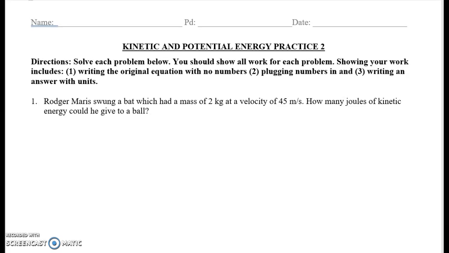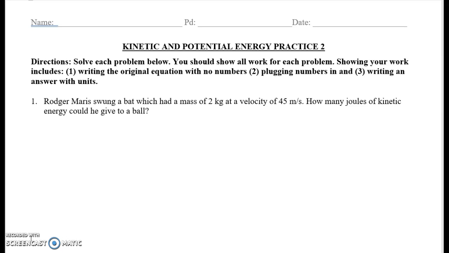In this video, I'm going to show you how to solve for kinetic and potential energy. So in problem 1, Roger Maris swung a bat, which has a mass of 2 kilograms, at a velocity of 45 meters per second. How many joules of kinetic energy could he give to a ball?